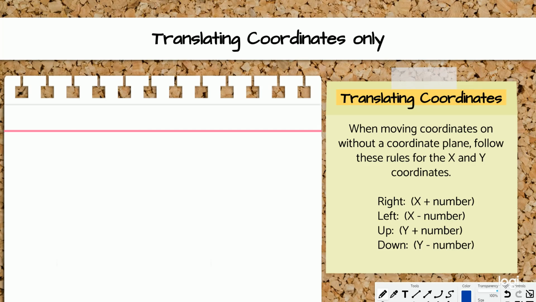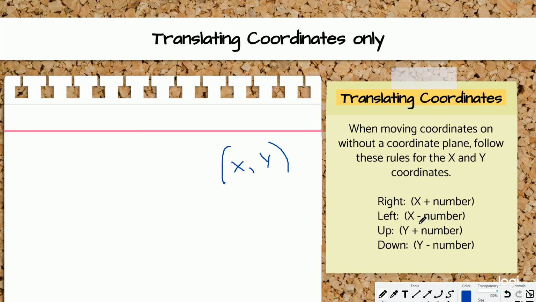The next one is translating just coordinates only. And when moving coordinates without a coordinate plane, we need to follow these rules for the X and the Y. We need to first remember that our coordinates are always X, comma, Y. So whenever we're moving to the right, we have to add to the X number here. So if it says to move to the right 4, we're going to take whatever the X number is and add 4 to that. And then that will be the new spot for the X on our new coordinate.